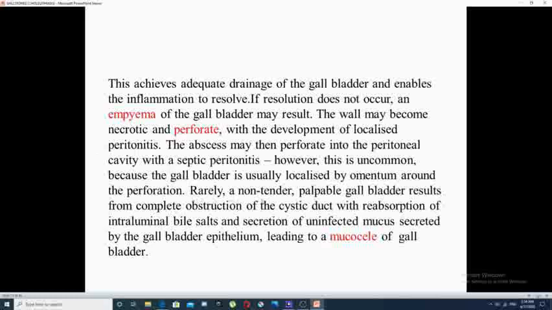Rarely, a non-tender palpable gallbladder results from complete obstruction of the cystic duct with reabsorption of intraluminal bile salts and secretion of sterile mucus into the lumen of the gallbladder, which will lead to the development of a mucocele of the gallbladder.